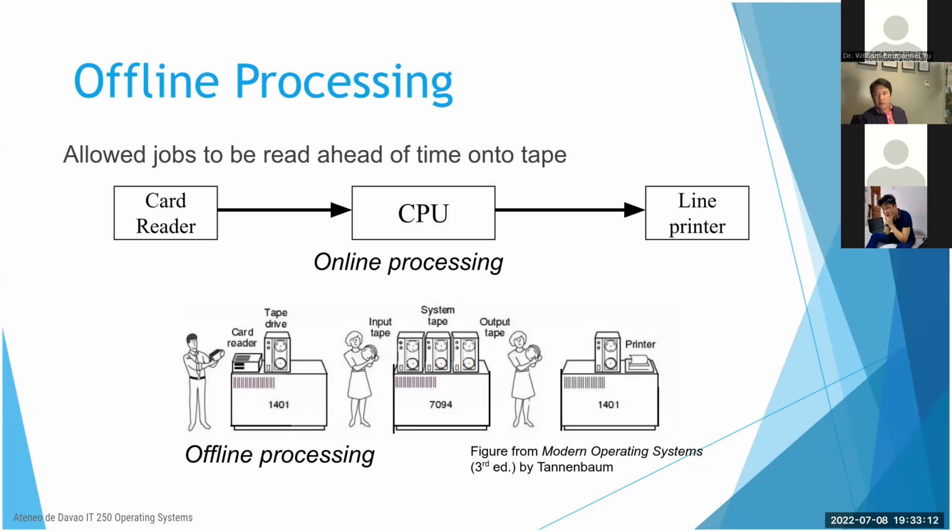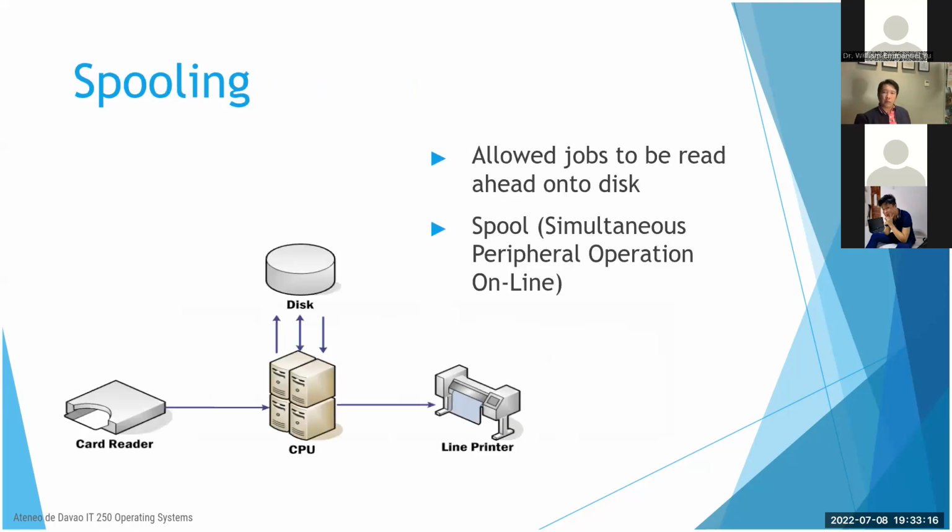So that's an example of offline. There's an offline portion in the transaction. Spooling is another concept for operating systems, where it's an extension of the batch process.